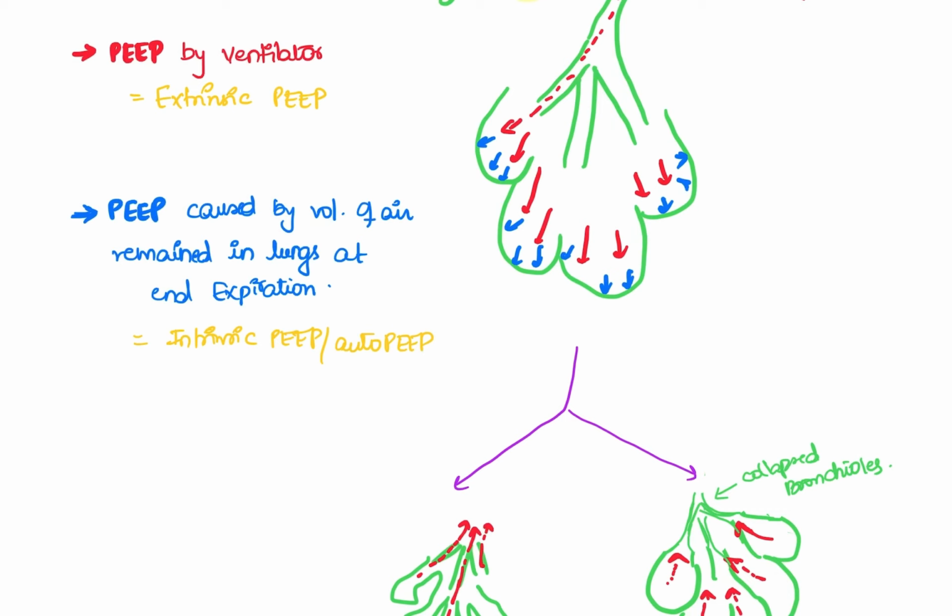So, one kind of PEEP, which is because of the ventilator, designated here in red, is the extrinsic PEEP. And the pressure of the volume of the air, which is present in the lungs at the end of expiration, creates another type of positive pressure, and that's called intrinsic PEEP or auto PEEP.